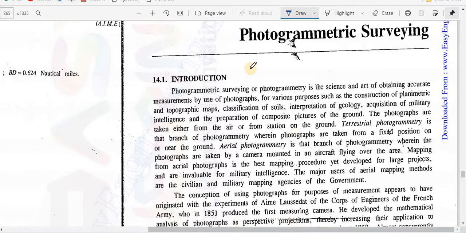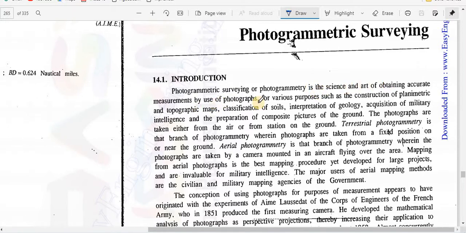The next chapter we are going to start is photogrammetric surveying. By its name, it indicates that in this we are going to do surveying with the help of photographs. It is also called photogrammetry, or photogrammetric surveying. It's the science and art of obtaining accurate measurements by using photographs.